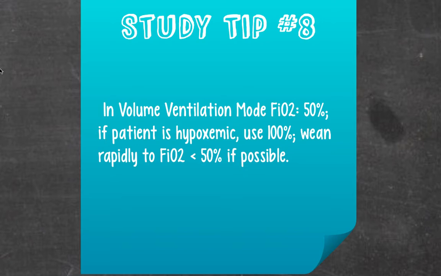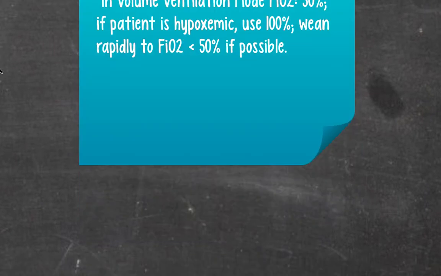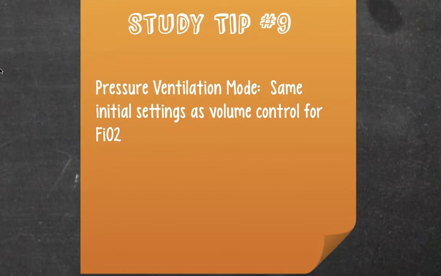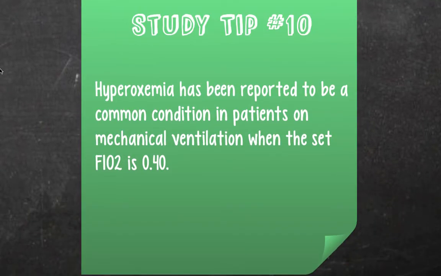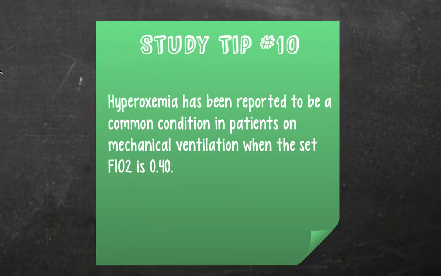Tip number 8. In volume ventilation mode, start with an FiO2 of 50%. If the patient is hypoxemic, use 100%. Wean rapidly to an FiO2 of less than 50% if possible. Tip number 9. In pressure ventilation mode, use the same initial setting as volume control for FiO2. Tip number 10. Hyperoxemia has been reported to be a common condition in patients on mechanical ventilation when the set FiO2 is 0.40.